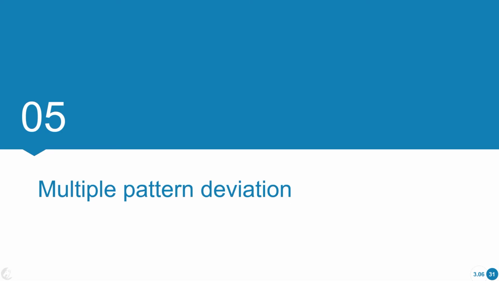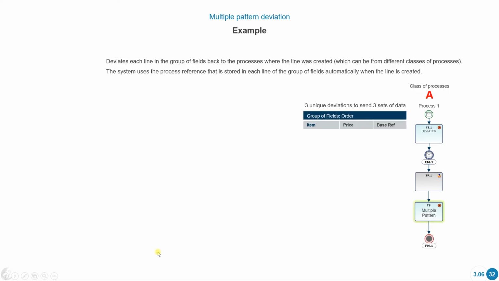Multiple pattern deviation. Here we can see an example of a multiple pattern deviation. This is going to deviate each line of a group of fields back to the processes where these lines were created. And obviously these could be from different classes of process.